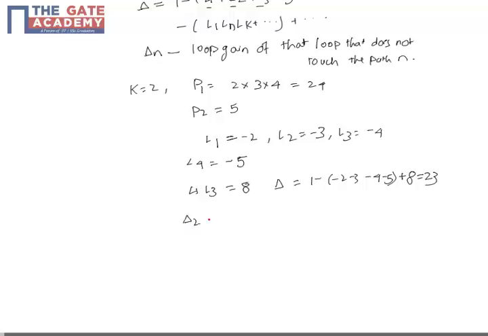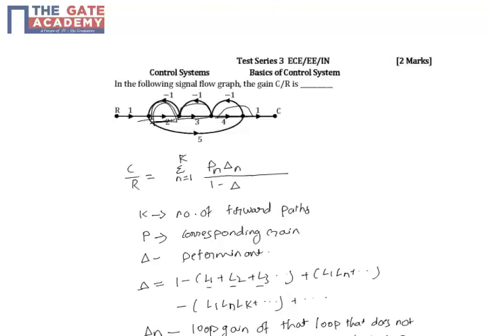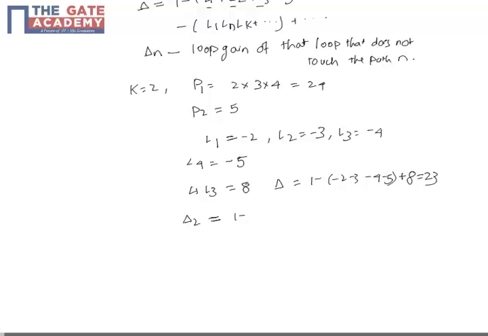First, if we consider del 2, there is this loop which does not touch this forward path. So it will be 1 minus the loop gain of this particular loop. So del 2 is equal to 1 minus minus 3, where minus 3 is the loop gain of the loop that does not touch the second forward path. This comes to be 4. And del 1 is 1 minus 0, because there is no loop that does not touch the first forward path. So this is 1.